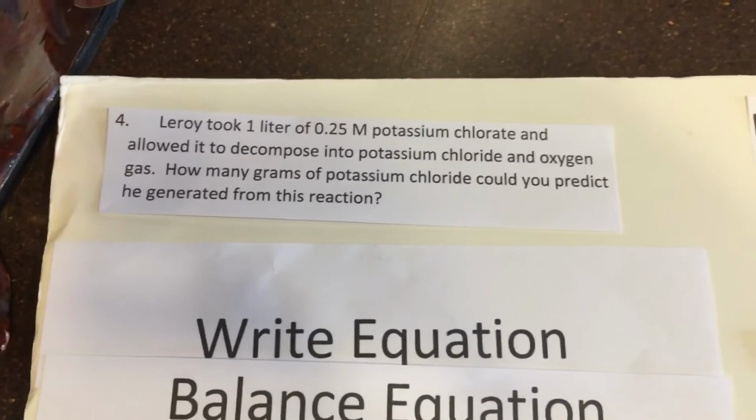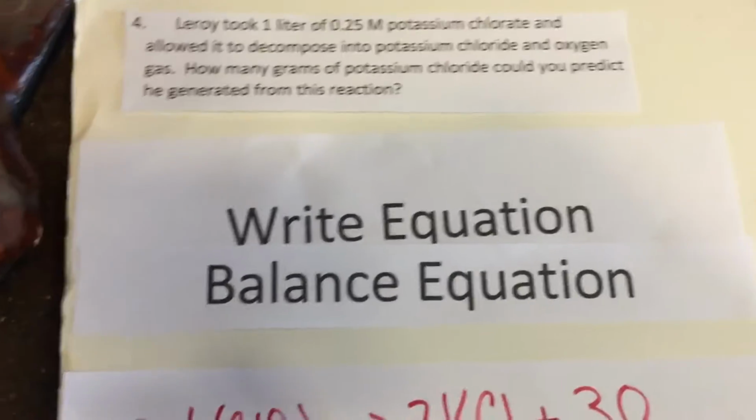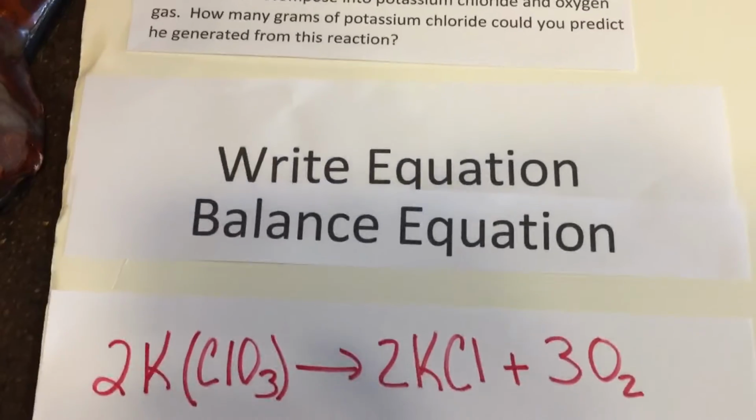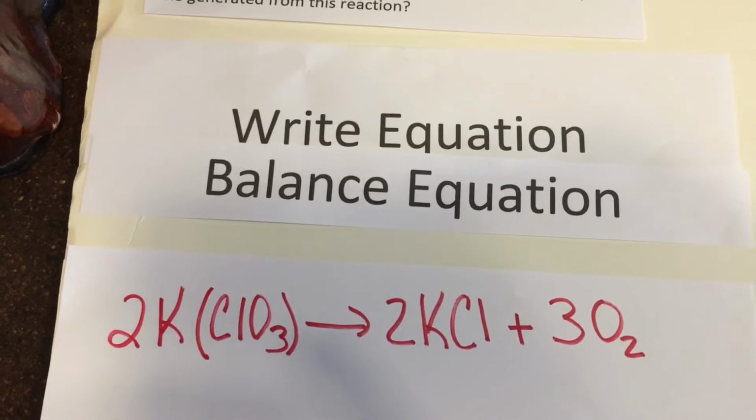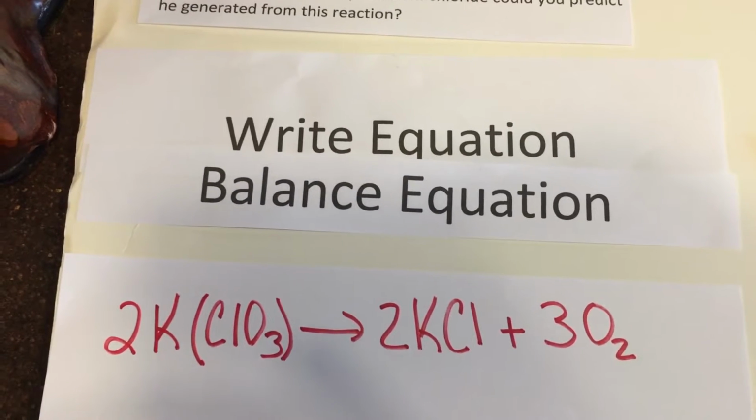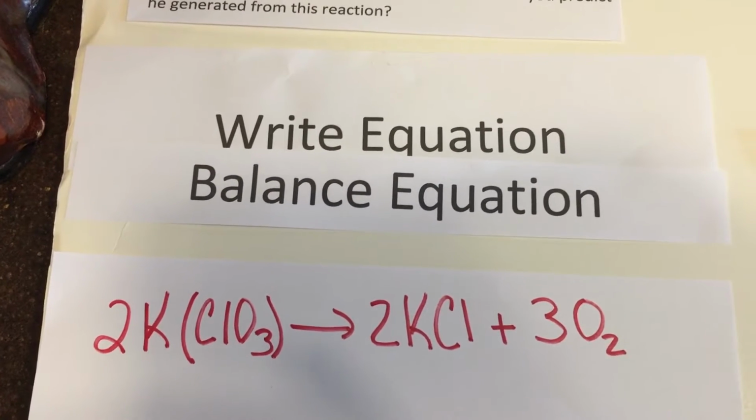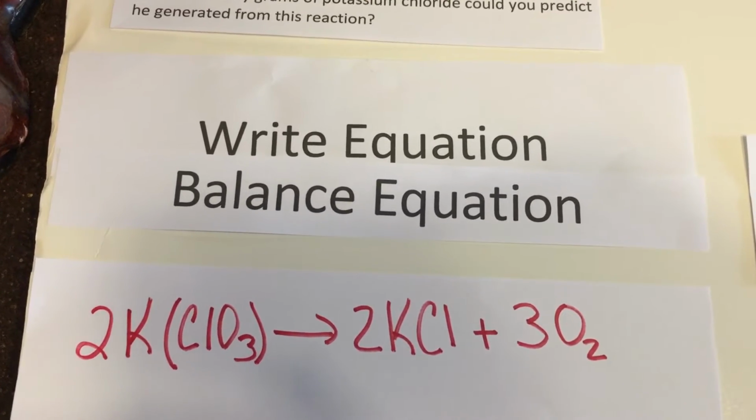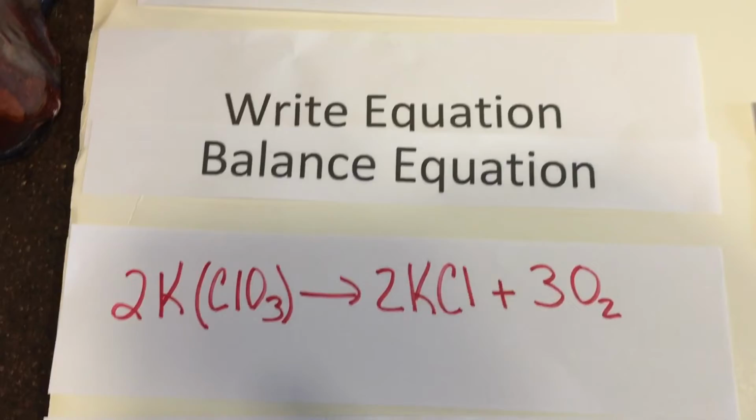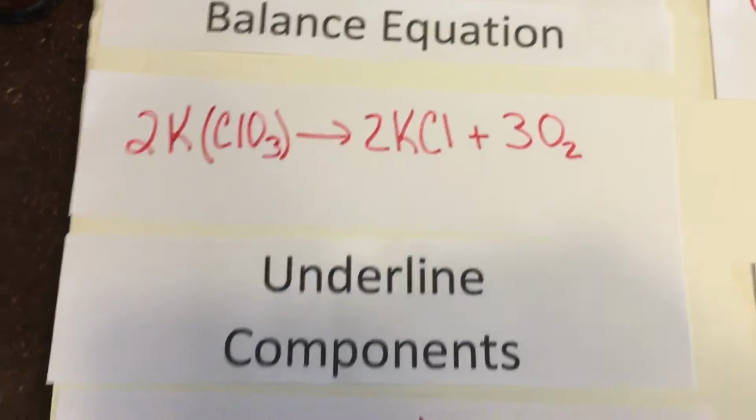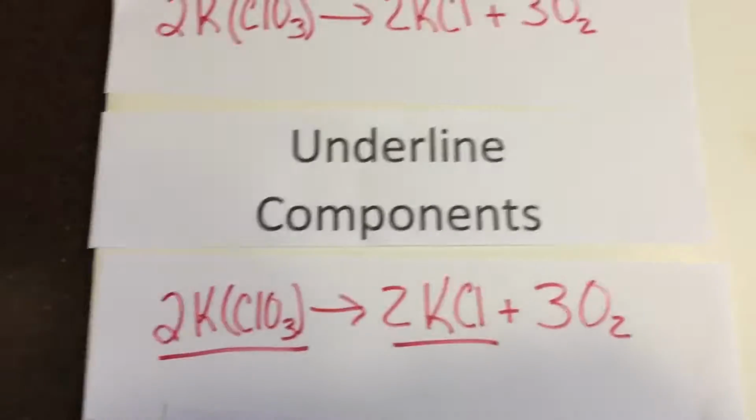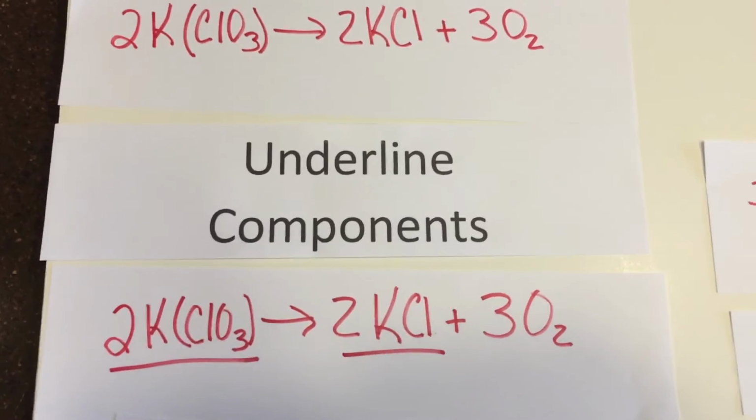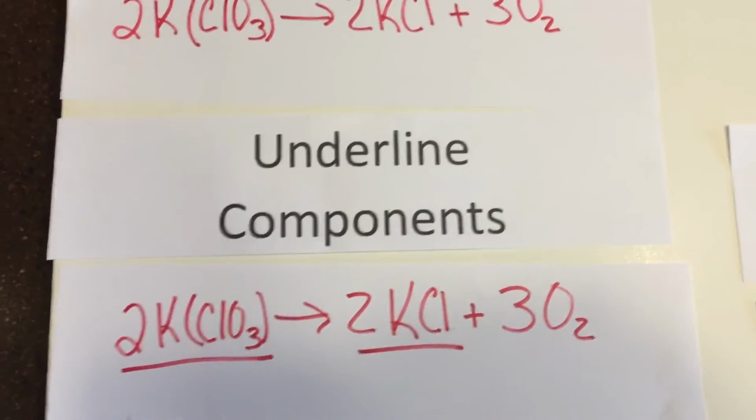Okay, so I combine these two steps, writing the equation and balancing the equation, to save time. It's 2 potassium chlorates yields 2 potassium chlorides plus 3 oxygens. All right, and we're going to underline the components that we're looking at. So we're looking at potassium chlorate and potassium chloride.